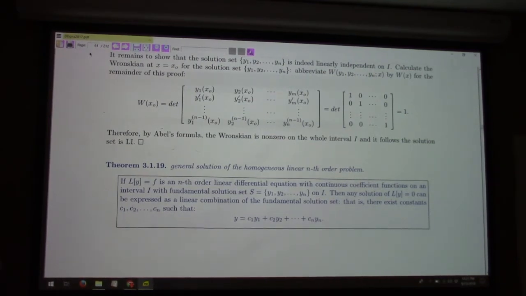In other words, returning to the example I talked about, sine and cosine are linearly independent. Y prime prime plus y equal to 0 is a second order problem. Therefore, C1 cosine plus C2 sine is the general solution to that problem. Our intuition was correct, and it is verified by this theorem. All right?